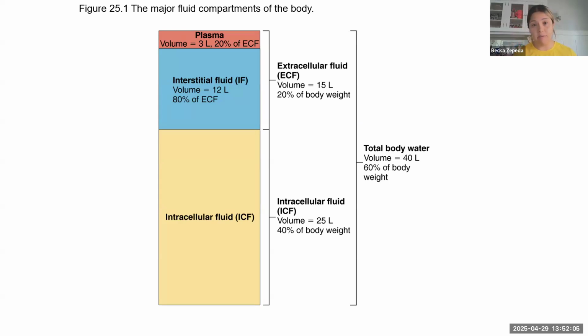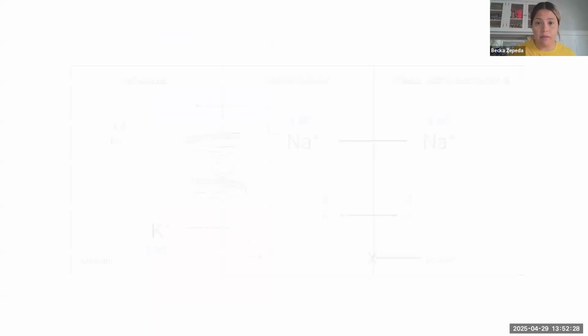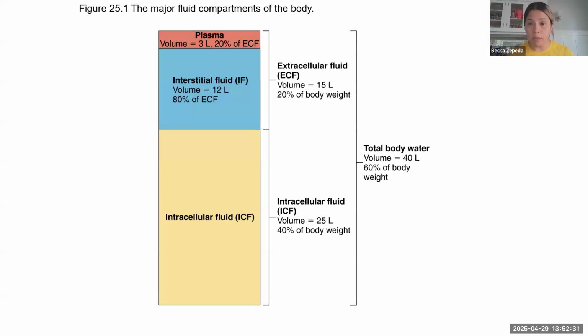And then of that 60%, 40% is from inside of our cells, because we have trillions of cells, or at least billions of cells. So 40% of that 60% is intracellular fluid. Another 20% is the extracellular fluid, which is subdivided into our interstitial fluid, which is the fluid in between our cells, and then our blood plasma.